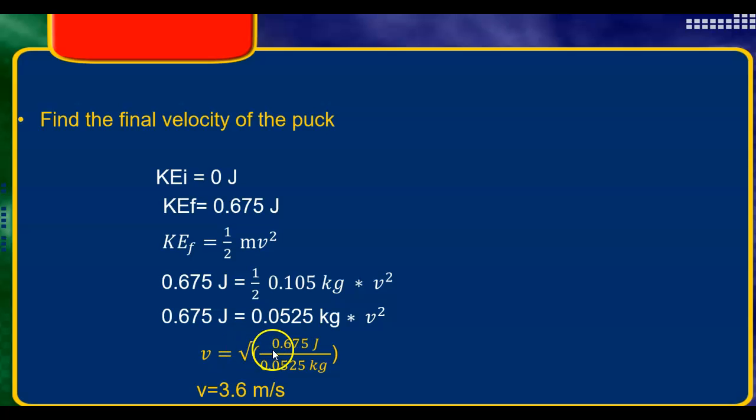Now we're going to take the square root, because we have to isolate v. We take the square root of 0.675 divided by 0.0525, and what you end up with is a velocity of 3.6 meters per second. So that means when the force is no longer applied, the hockey puck is traveling 3.6 meters per second. Okay, so you can go back and review this if you need to. Our change in kinetic energy is 0.675 joules.